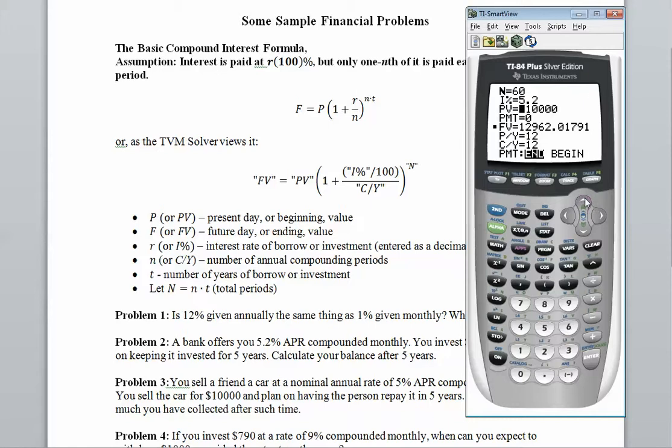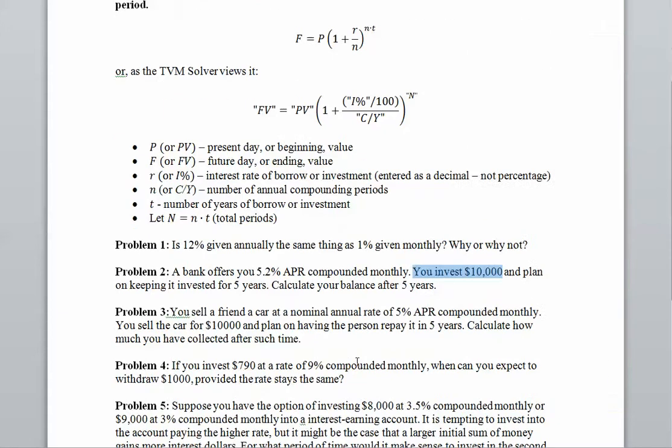So if I were to receive money today as a loan and pay it off later, making no payments until after 5 years, I would have a balance of $12,962 that would be due at that time. Okay, let's do just one more here.